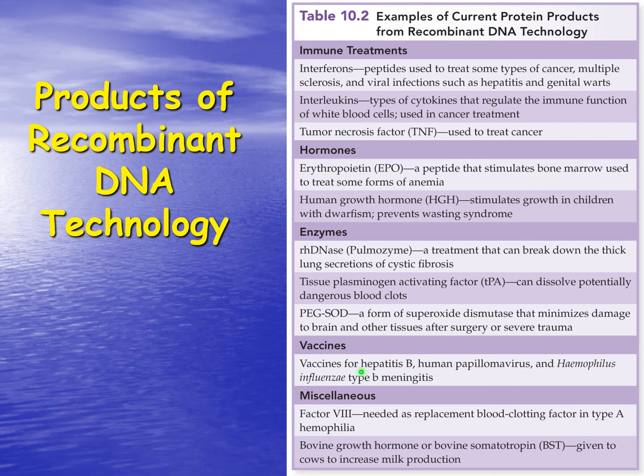And certainly vaccines. Vaccines for hepatitis B, the human papillomavirus, and Haemophilus influenzae type B meningitis are actually produced by organisms that have been recombined. And then miscellaneous things like factor VIII, which is needed in hemophiliacs to replace the missing factor VIII in their blood clotting mechanism, or bovine growth hormone given to cows to increase both milk and meat production. Or again, certainly go back up here to hormones, human insulin.